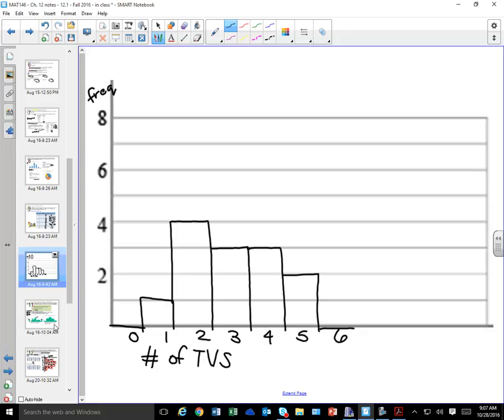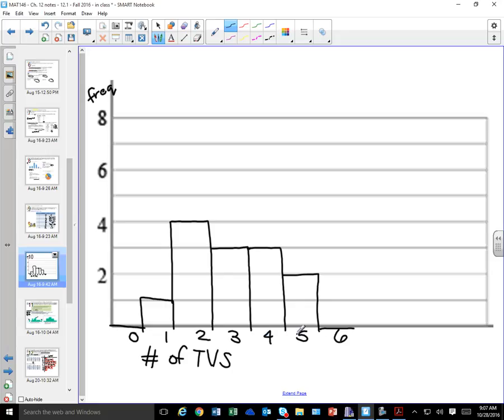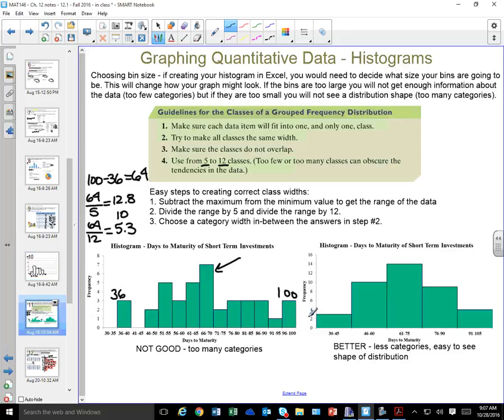But histograms, unfortunately, aren't always quick to create, okay? In this case, notice that we only had these options, 0 through 6. So there weren't that many options or categories for people to fall into. But in this example here, I'm looking at days to maturity of short-term investments. We had values that went from 36 all the way up to 100. Now, in that case, that would give us like 70 categories that we would have down here if we labeled every single number. And in that case, what we would get is a histogram that really didn't tell us very much. It's going to be a bunch of little bars that probably most of them go up to 1 or 2 or whatever. And so we're going to get something that just looks like this. It doesn't really tell us anything because everything's about equal height, okay?